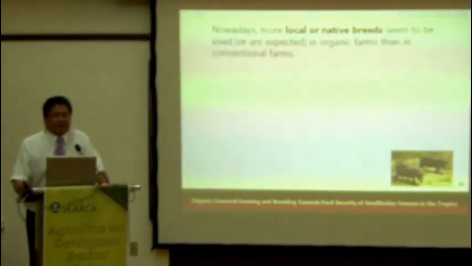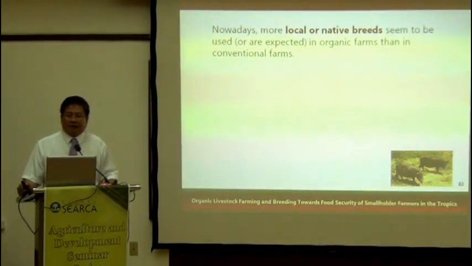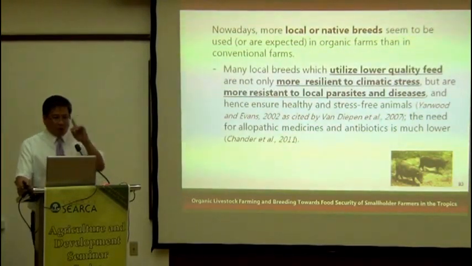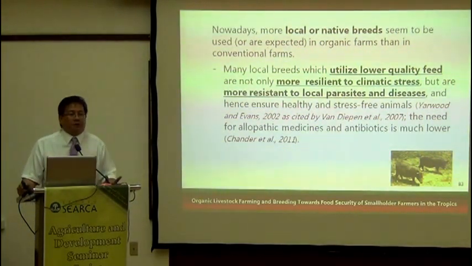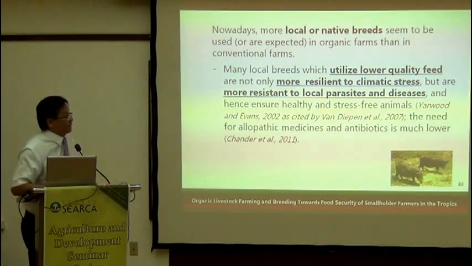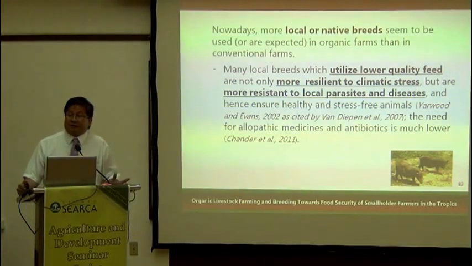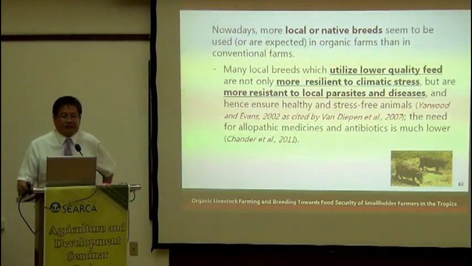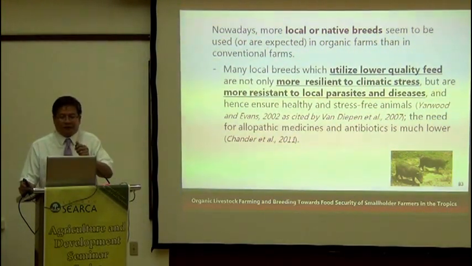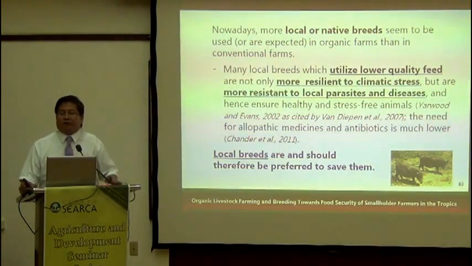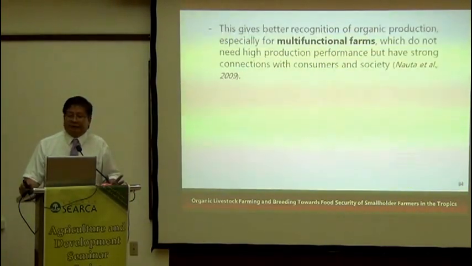And that's why nowadays, many more local and native breeds seem to be used, or at least expected, in organic farms than in conventional farms. Why? Mainly because one, they're able to utilize lower quality feed. Second, they are more resilient to climatic stress. Third, they are more resistant to local parasites and diseases, at least that's a perception, hence you ensure healthy and stress-free animals, and the need for allopathic medicines and antibiotics is much lower. And therefore, local breeds should be preferred in order to save them.